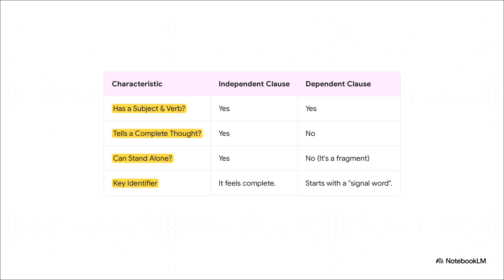This comparison just makes it crystal clear, doesn't it? Look, they both have a subject and a verb. Yes and yes. But the big split happens right here. Tells a complete thought. The independent clause gets a big yes, but the dependent clause gets a no. And that last row, that's basically your cheat sheet. An independent clause just feels complete. A dependent clause, on the other hand, almost always kicks off with what we call a signal word.